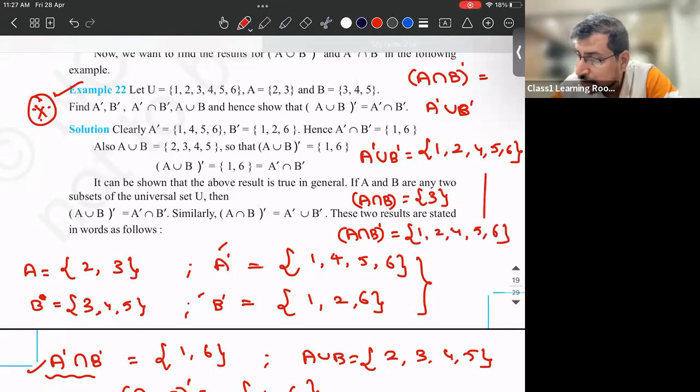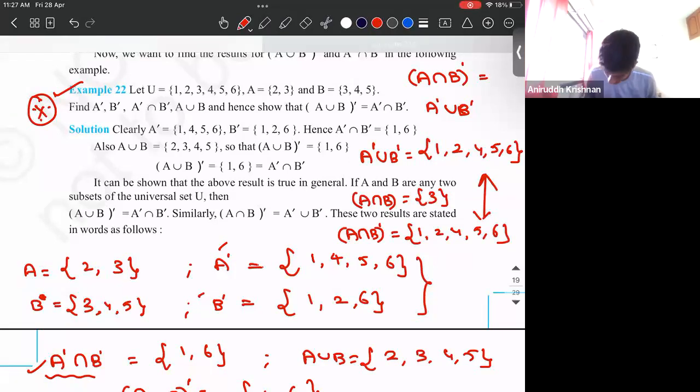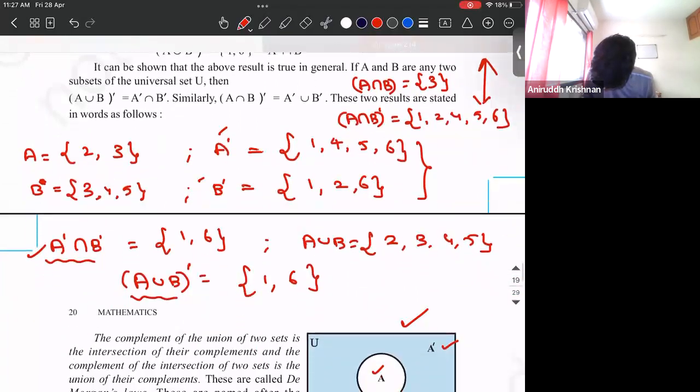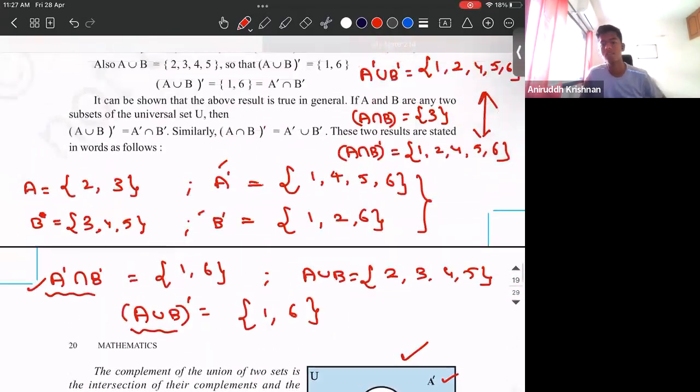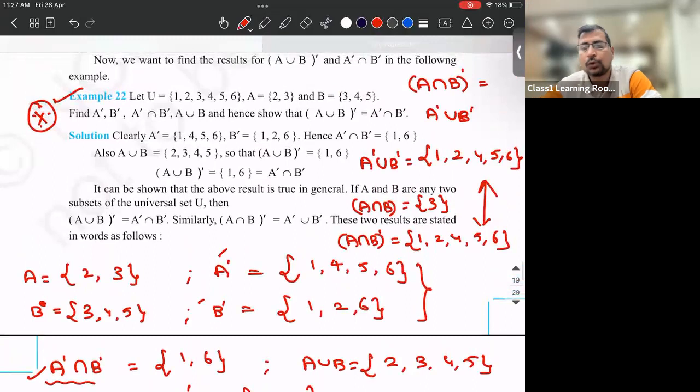So are they both matching? Yes, sir. That's what is De Morgan's law. Makes sense? Yes, sir. Right? So if you want to copy, just copy it. The other 2 laws we have already discussed. The other 2 properties.